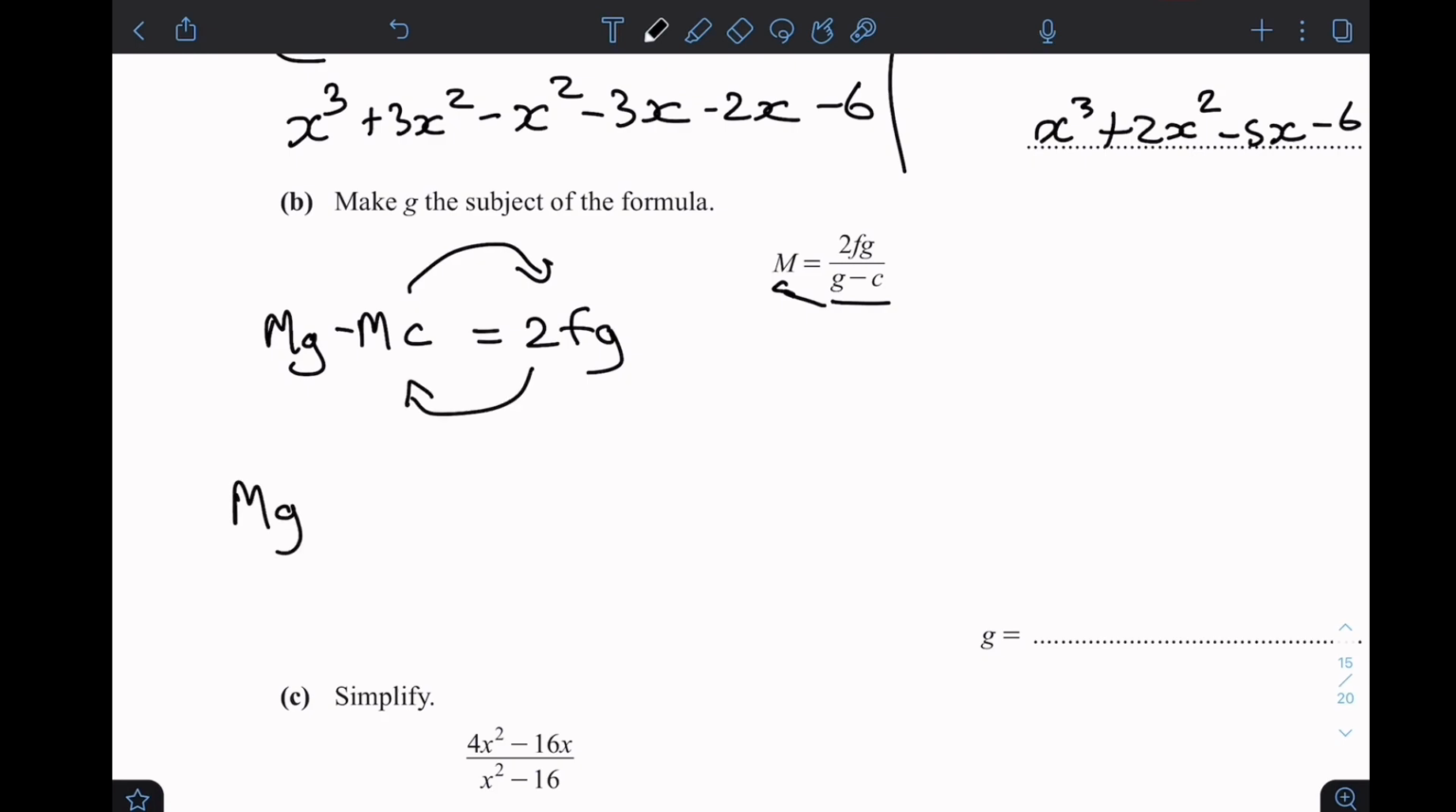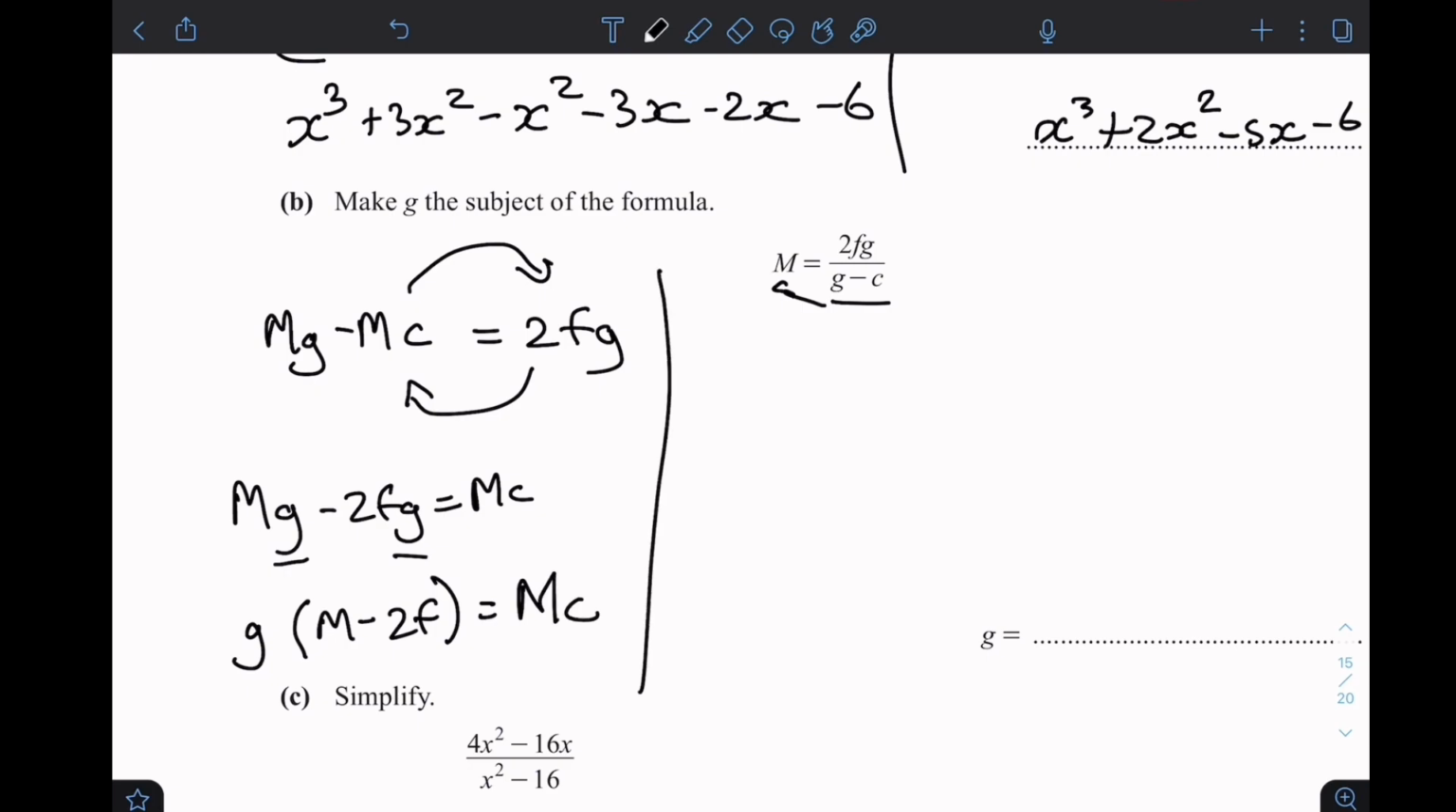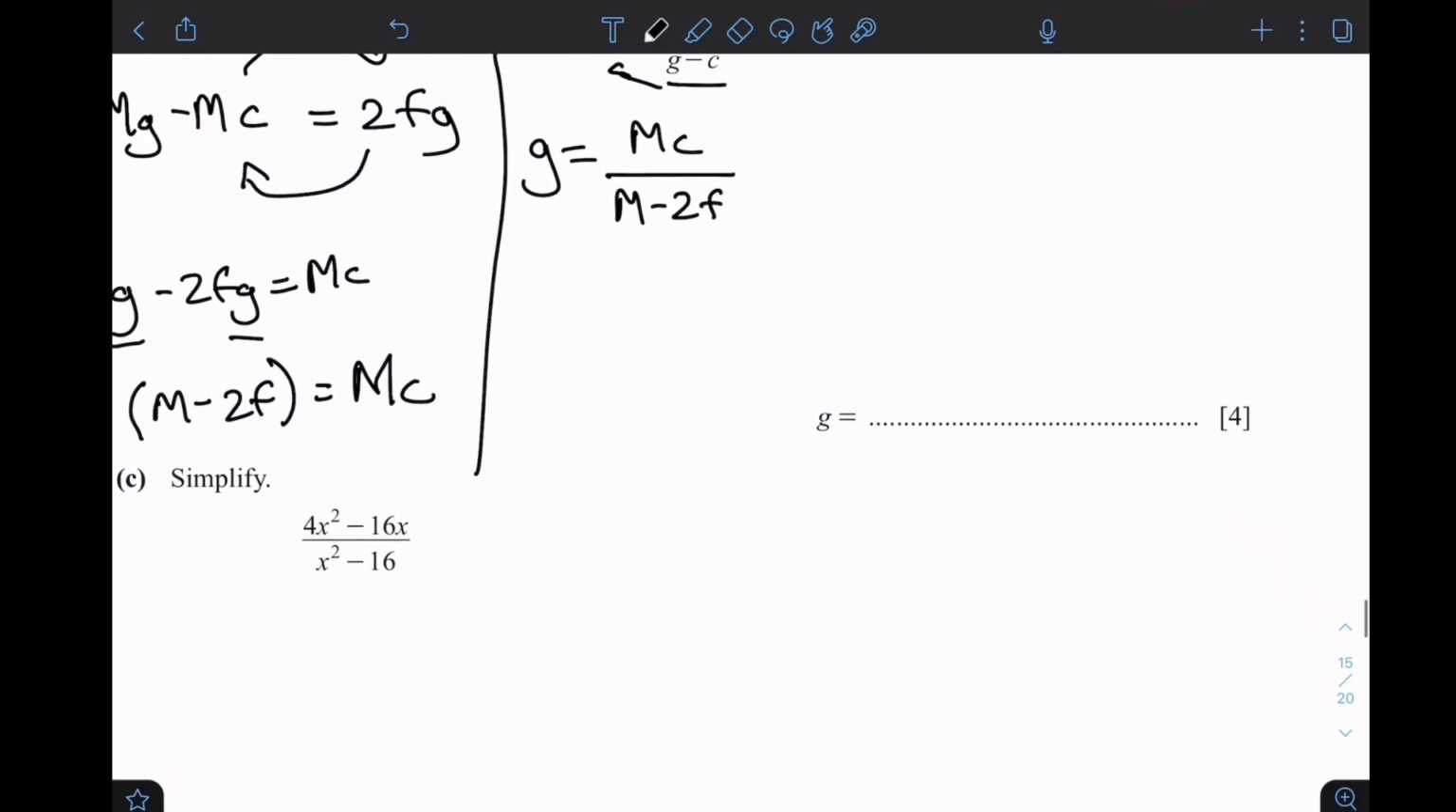Because I want g to be isolated on one side so that g can be alone and everything else can be on the other side. So mg minus 2fg is equal to mc, okay? Understood so far? Next, as you can see, g is common in both, so you can take g out and it will be m minus 2f is equal to mc, right? Next, since it's getting multiplied, you have to divide both sides by m minus 2f. So it'll be mc divided by m minus 2f. So that's the value of g.